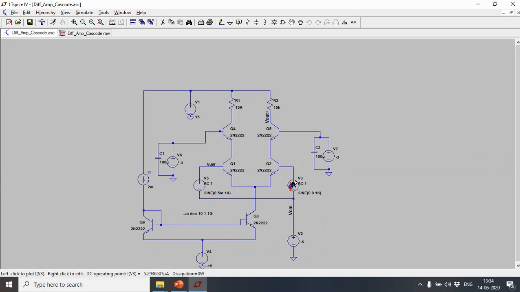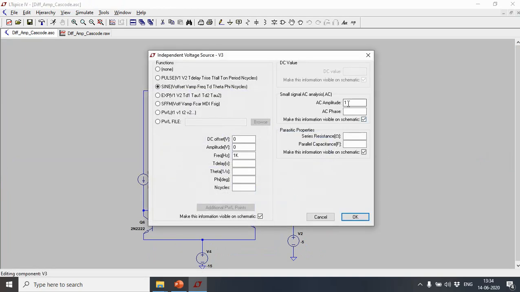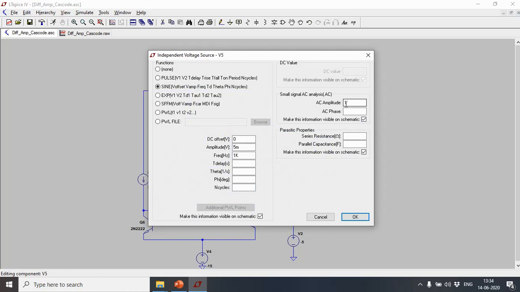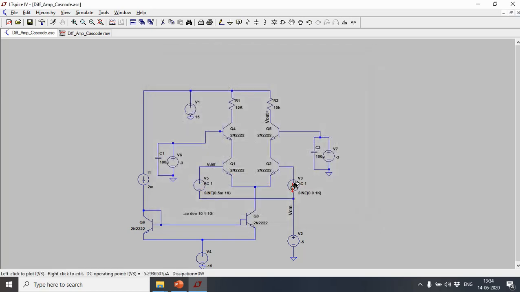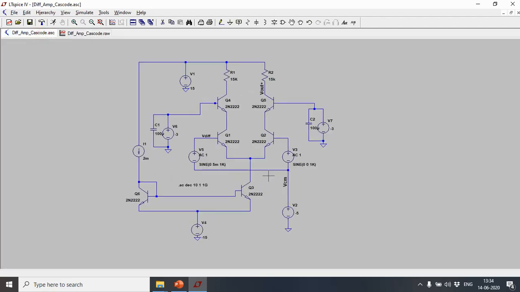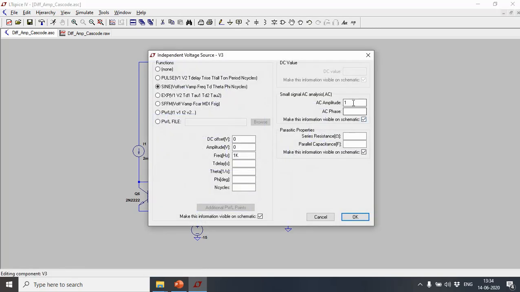Because what is the voltage given here? AC amplitude 1 out here, right? And here again AC amplitude 1. So I am giving the same signal at both. So the common mode gain is very low, negative. Negative means it's not amplifying, it is attenuating, right? So it is not amplifying the common mode signals, right?